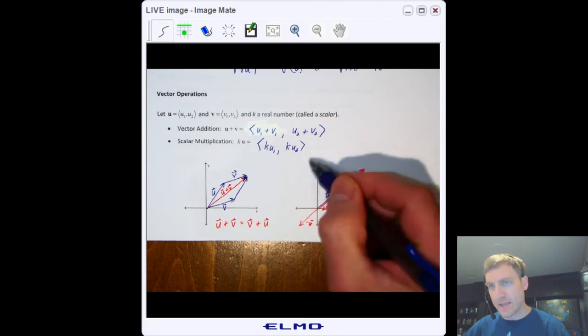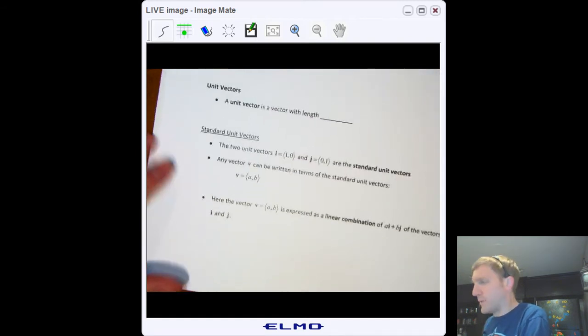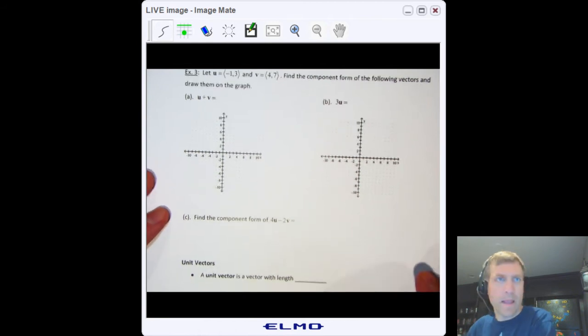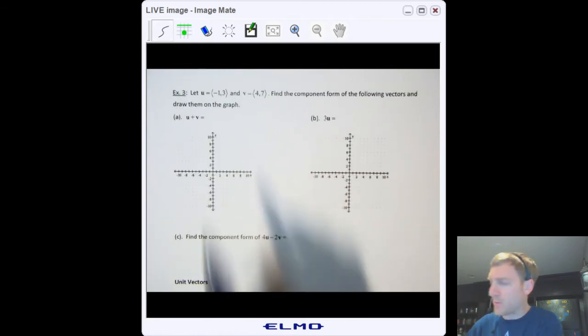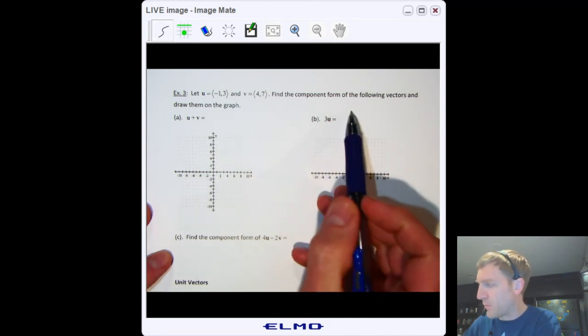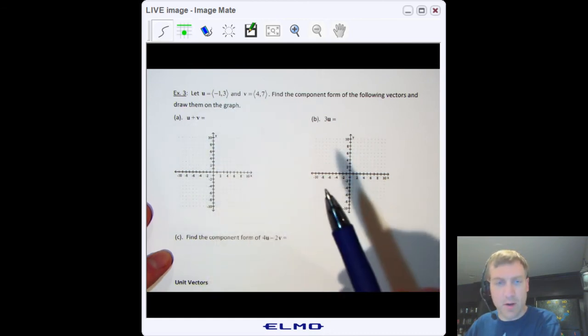So hopefully, as you can see, the math there isn't too difficult. It works exactly like you'd expect. All right. So let's now do a couple examples of that. I'm going to give you two vectors. Vector u is negative 1, 3. Vector v is 4, 7. Find the component form of the following vectors and draw them on the graph. Okay, so first one, draw u plus v.